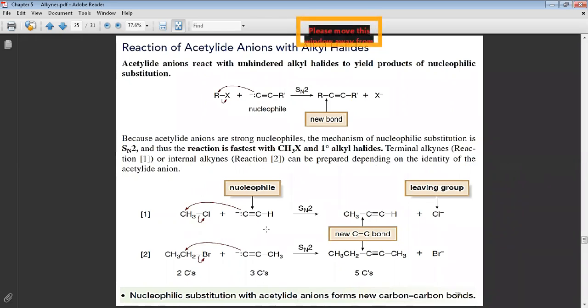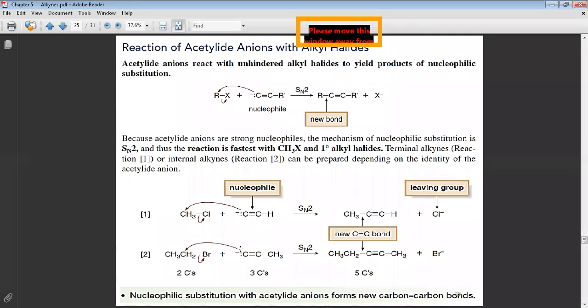Now, if I want you to prepare this compound, that means we have a new bond here. Our nucleophile will be this, with the minus here, and this part will come from the halide. That means this part will come from CH3Br or CH3Cl, and this nucleophile will attack, and the halide will be removed to give you this compound.